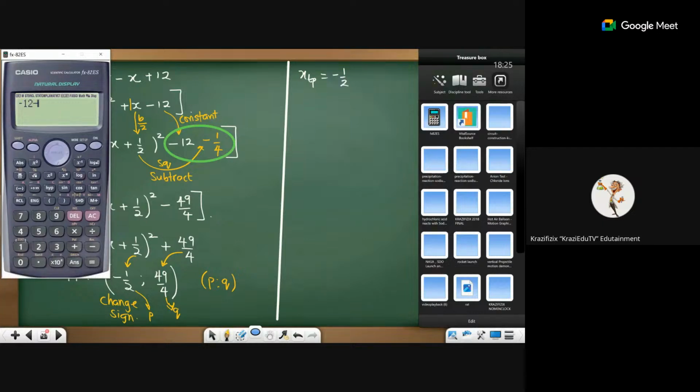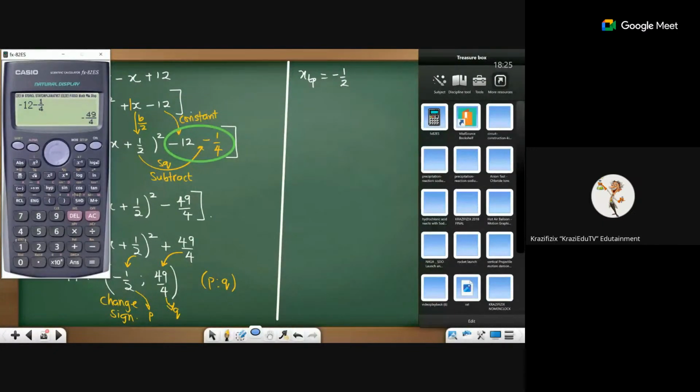Negative 12 minus 1 over 4. Oh, I got it. So don't forget that it's not just a 12, it's a negative 12. Okay, that's Tabisa. All right, we're good. Negative 49. Awesome. Thank you. I love those questions you are asking. We must get this thing right after today. Beautiful.